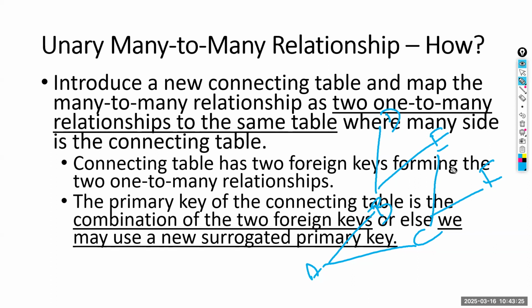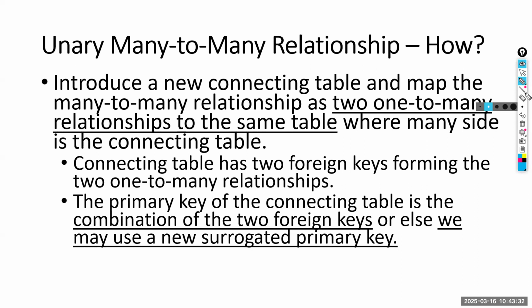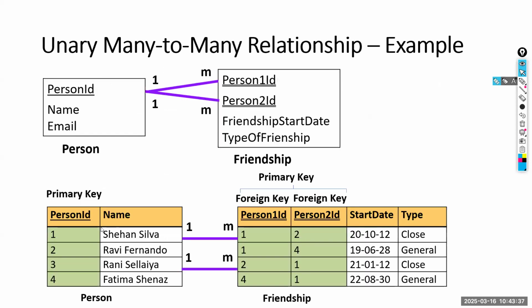So how do you model this? Because it's unary and many to many, now you need to introduce a connecting table. So let's see how to do it. This is my table, the person or user. You need to introduce another connecting table like friendship, and build it as two one-to-many relationships. Your many side is the connecting table. This is the hardest to understand, so you must be very serious if you really want to understand this.